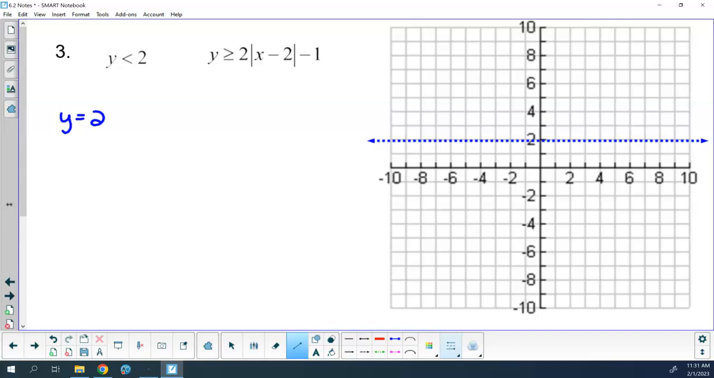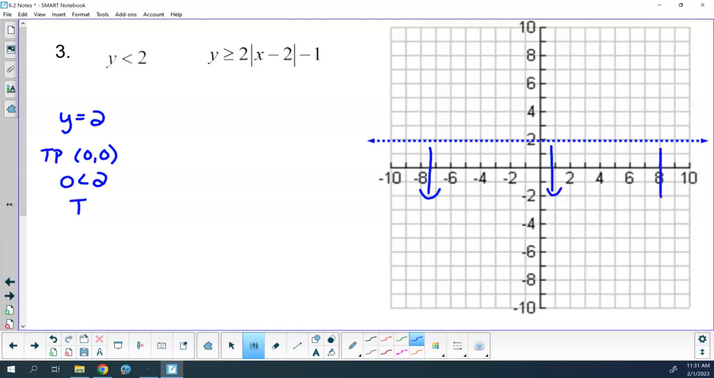Right there. And go through the origin, so we can use a test point of the origin. 0 less than 2, true or false? That's true. So that means that I'm going to be shading on the lower half of that line. Now, mean old math teacher, making you remember all the way back to October.